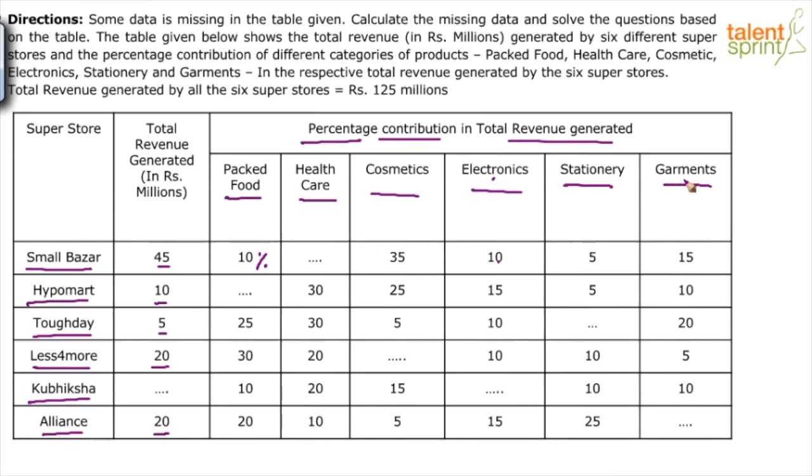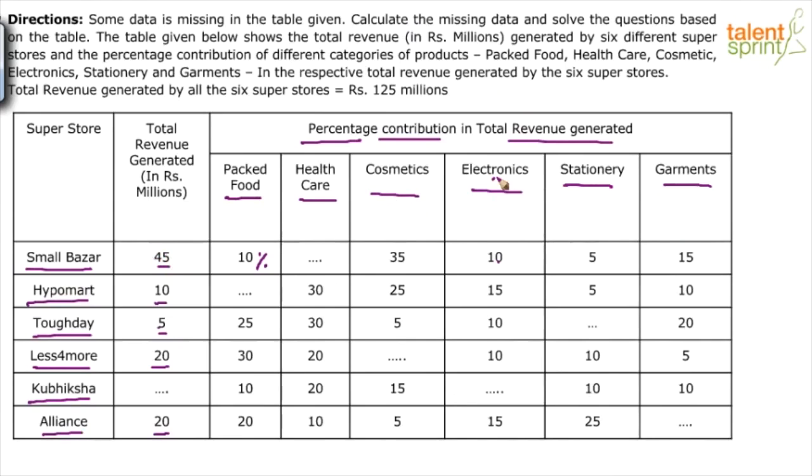And so on. Similarly, let's say if you talk about the superstore called Tough Day, right? The total revenue that they have generated is 5 millions. Now 25% of 5 millions came from packed food. 30% comes from healthcare. 5% comes from cosmetics. 10% comes from electronics. Some percentage comes from stationery and 20% comes from garments. Clear? So basically, this part of the table talks about the percentage distribution of this revenue among 6 categories: packed food, healthcare, cosmetics, electronics, stationery and garments.